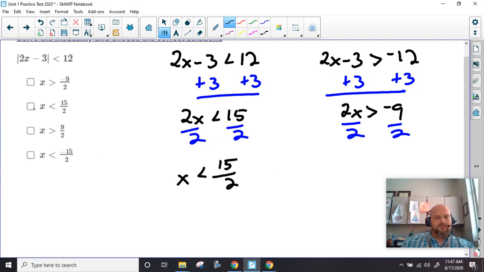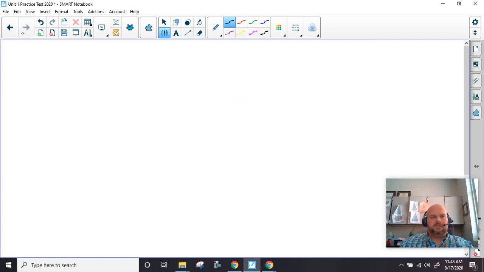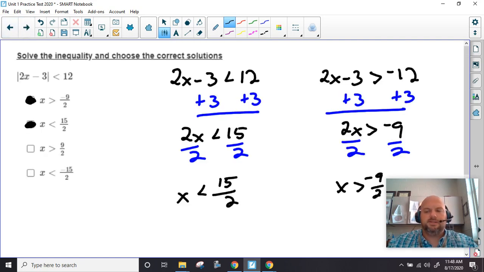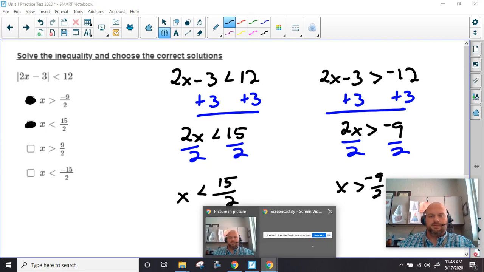Here's one of them. X greater than negative 9 over 2. And here's another one. Let's see if we got another one. And we don't. So that's just a quick overview. Your test will look very similar, same type setup, matching and things like that. So you'll be able to go from there.